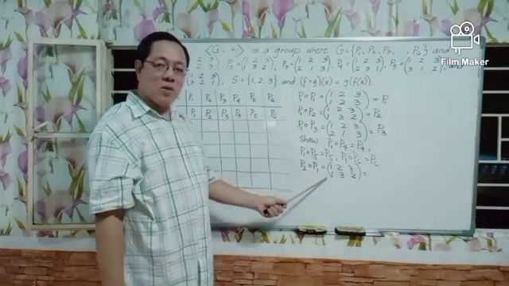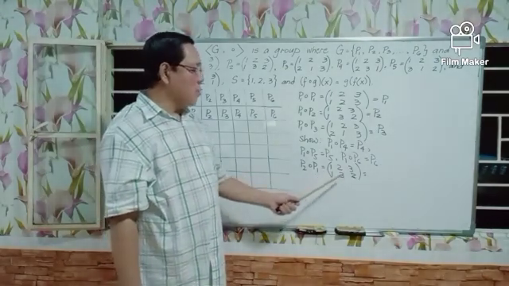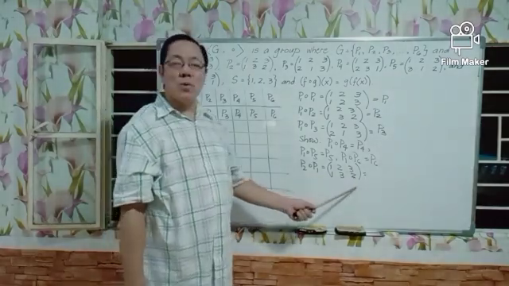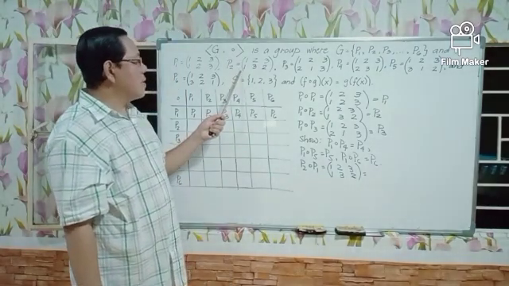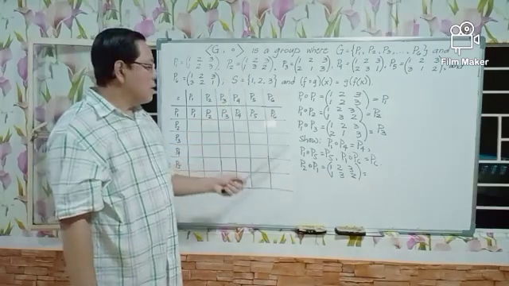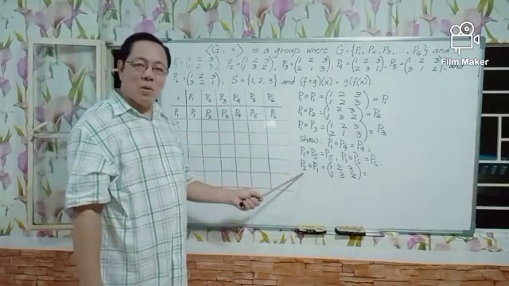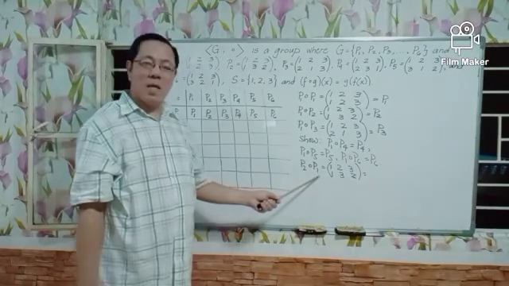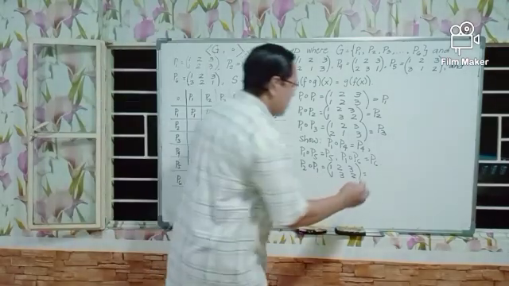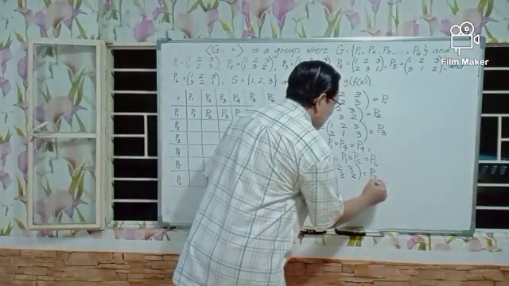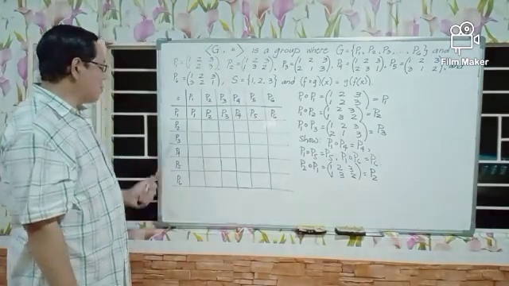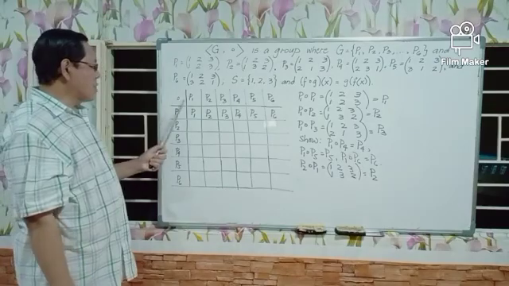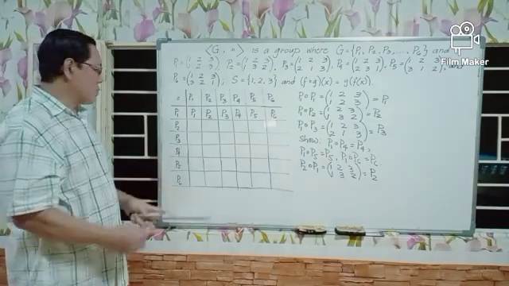But this function that assigns 1, 2, 3 to 1, 3, 2 respectively is the function P2. Hence, we have shown that P2 circle P1 is P2. And we write the answer in the table. P2 circle P1 is P2.